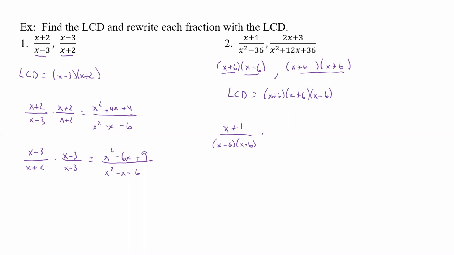Well, we have x plus 6, x minus 6, so we have those two end ones. So we have to multiply on the denominator an x plus 6. So whatever we do down there, we have to do up there. And so then if we write it out in factored form, that's x plus 1 times x plus 6 all over x plus 6 squared times x minus 6.